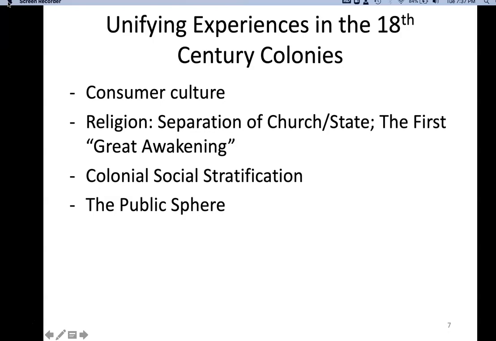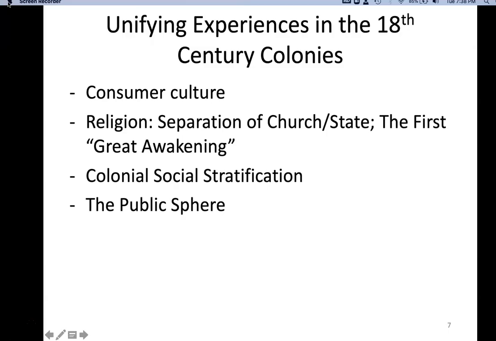So, this leads to the question, as noted here on this slide, namely, what unifying experiences can we locate among the English settlers in the New World by the 18th century in view of the fact that there's this tremendous differentiation that we notice? Okay. So again, we notice there's so much difference between the different areas or different geographical regions, different economics, different politics, different religion, of course.